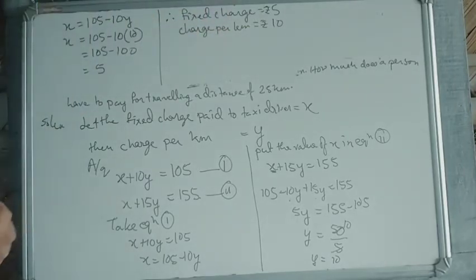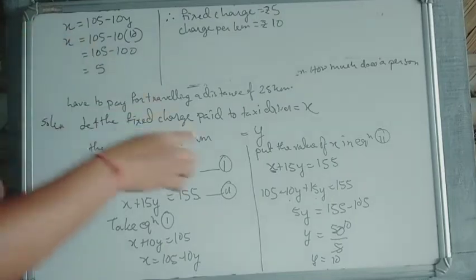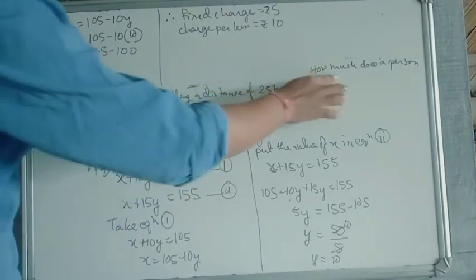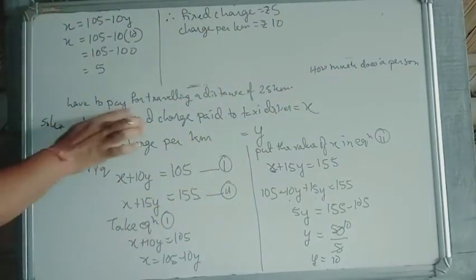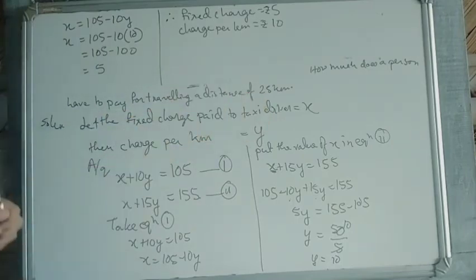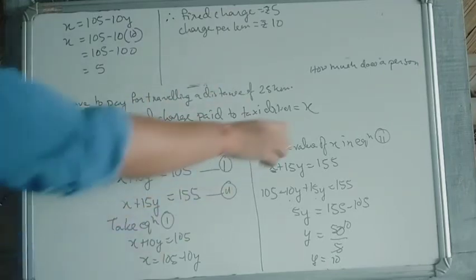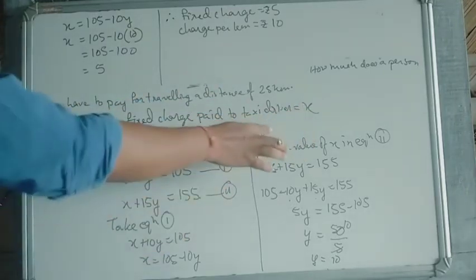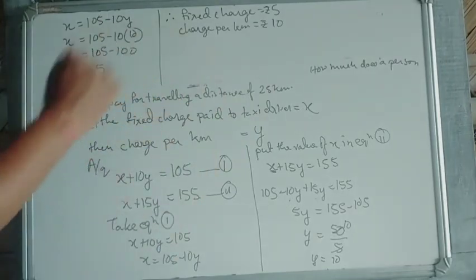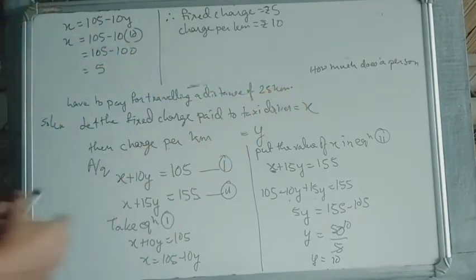Now in the question one more part was remaining. What was that? How much does a person have to pay to travel a distance of 25 kilometers? If one person is going 25 kilometers, what will be the answer? One part was to find out the fixed charge and the charge per kilometer. The second part is how much one person has to pay for going 25 kilometers.